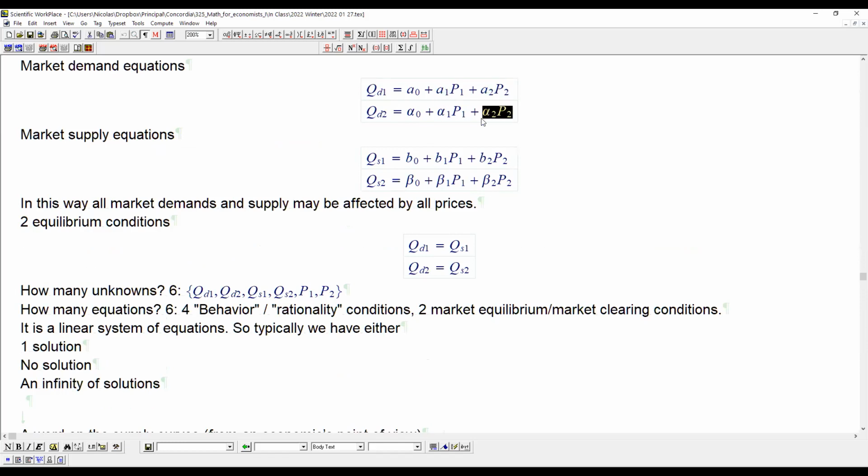Because as a consumer, I may think, maybe it's chicken and beef, for instance. So if the price of chicken goes up, I consume less. So A1 is probably negative. And then if the price of beef goes up, then I consume more. So A2 here would be positive. But as a supplier of chicken, do I care about the price of beef for my production? No, I don't care at all.